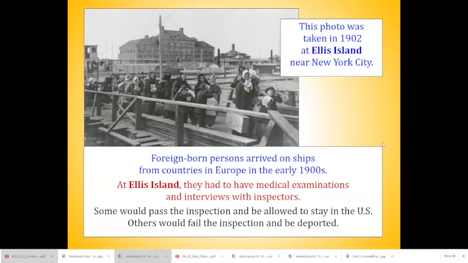So the photo that you've seen prior with Andrea's presentation is taken in 1902 at Ellis Island, and it's the foreign-born arriving. What not all of them were aware of, some of them were, is that they had to have medical examinations and an interview with an inspector. And so some of them would be allowed to stay, some would fail the inspection and be turned back right onto the ship they came off from.